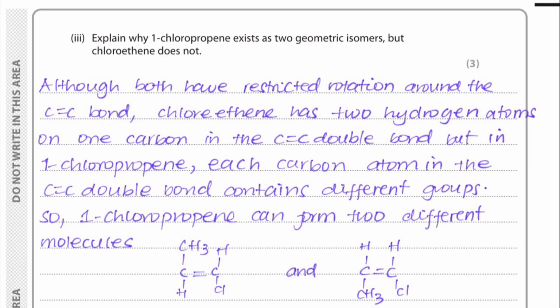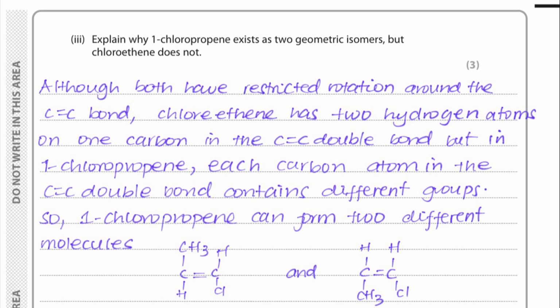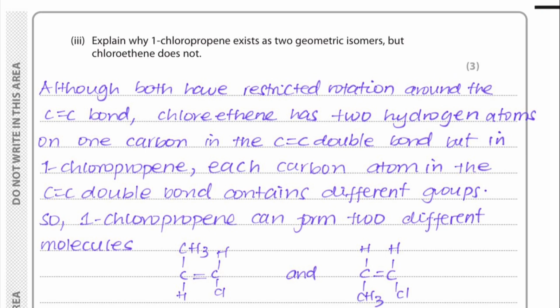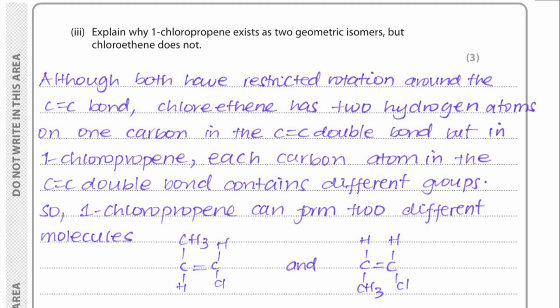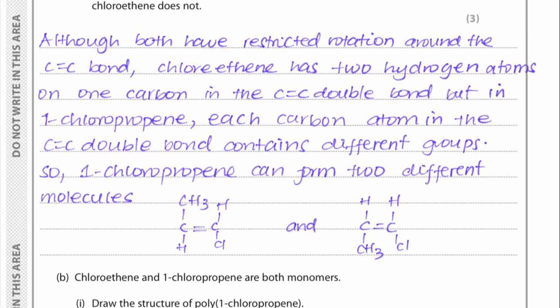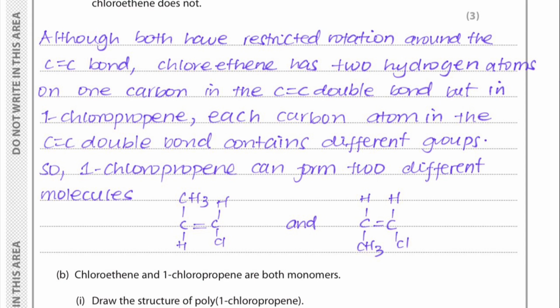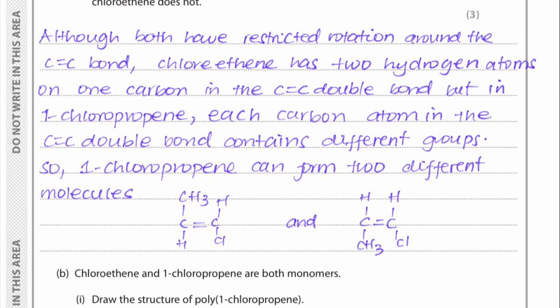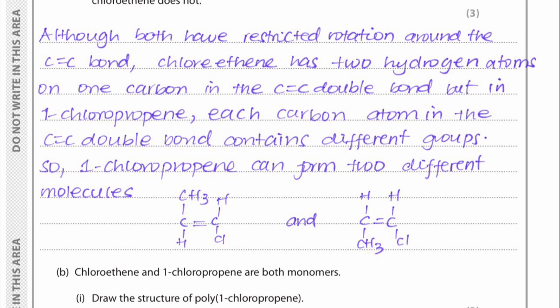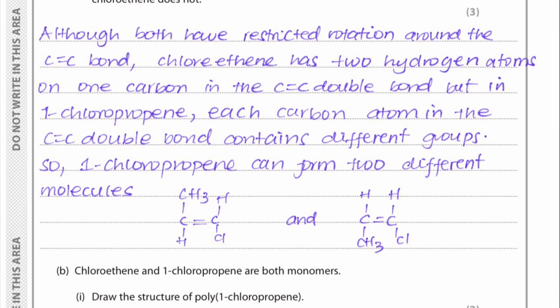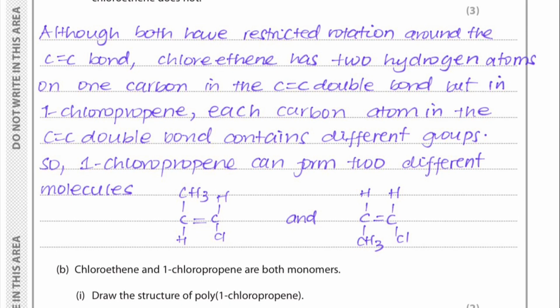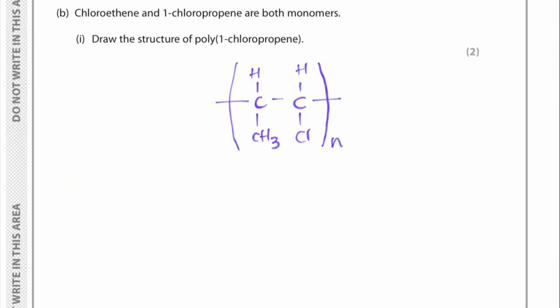Next they say, explain why 1-chloropropene exists as 2 geometric isomers, but chloroethene does not. The reason is that both molecules have a carbon-carbon double bond, meaning they both have restricted rotation. But in chloroethene, both carbons involved in the double bond are attached to 2 hydrogens each, so no different groups. Meanwhile, in 1-chloropropene, each carbon in the double bond is attached to 2 different groups, so it can form 2 different geometric isomers.